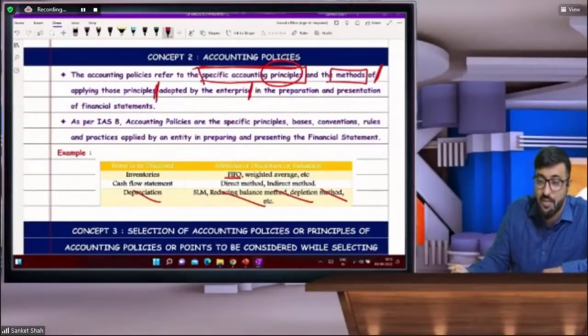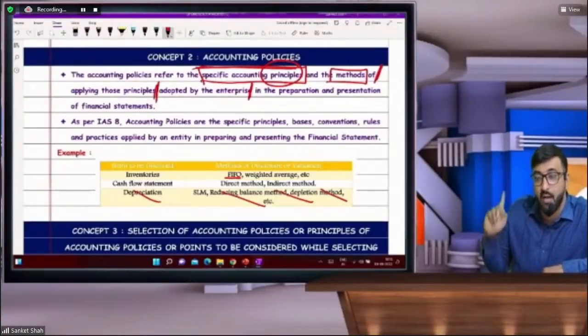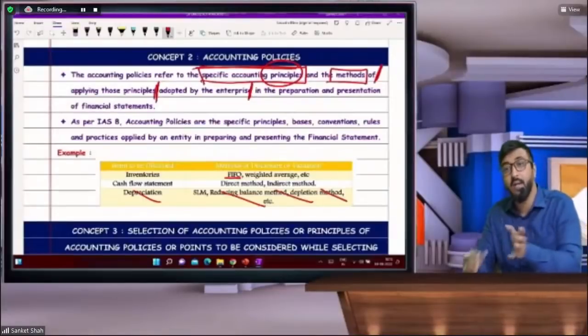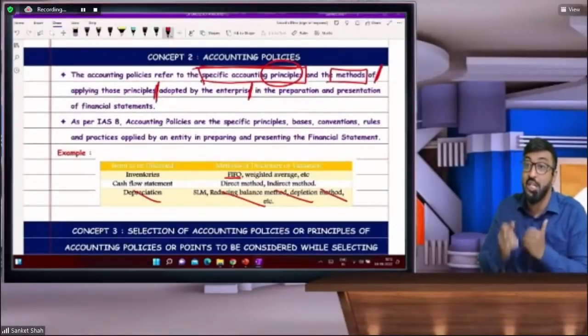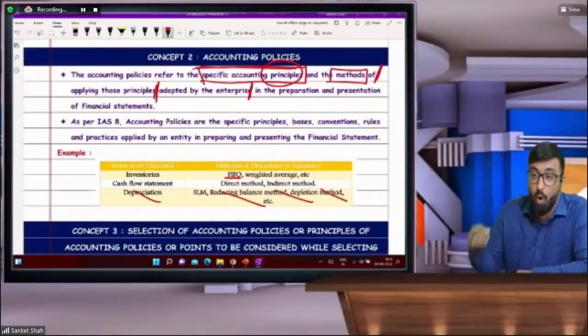Policy and estimates are two different things, which you are going to cover in accounting standard 5 in group 2. There is a change in accounting policy and there is a change in accounting estimates. Disclosures are different, and that you have to learn in accounting standard 5, that is net profit or loss for the period, prior period items and changes in accounting policies. That will be taken care of by the group 2 accounting standard if you are changing the accounting estimate. And what exactly is an estimate? That is judgments, which you have to understand in accounting standard 5. But here, what is the principle? The principle is nothing but inventory or cash flow.